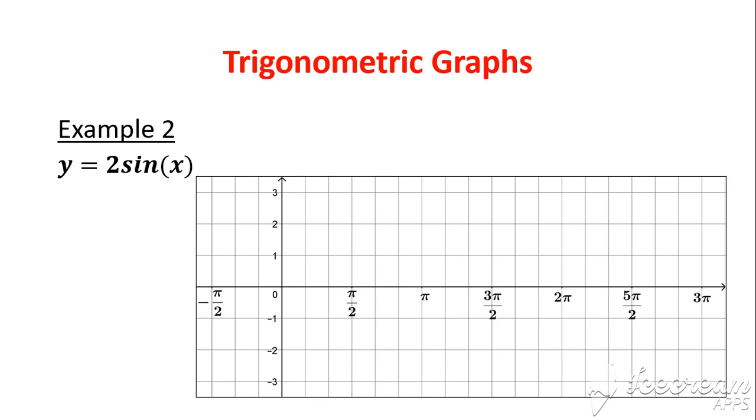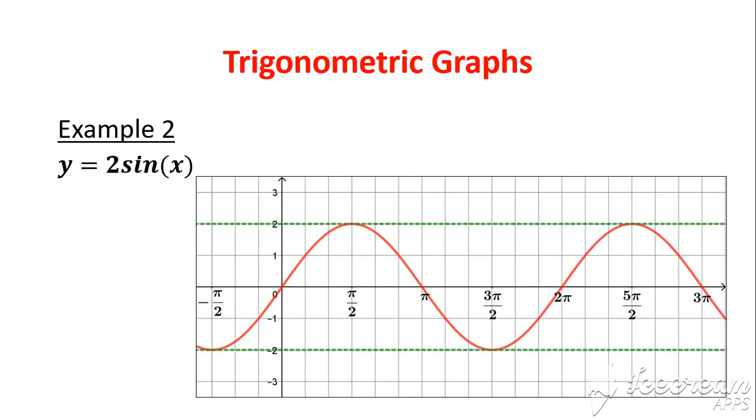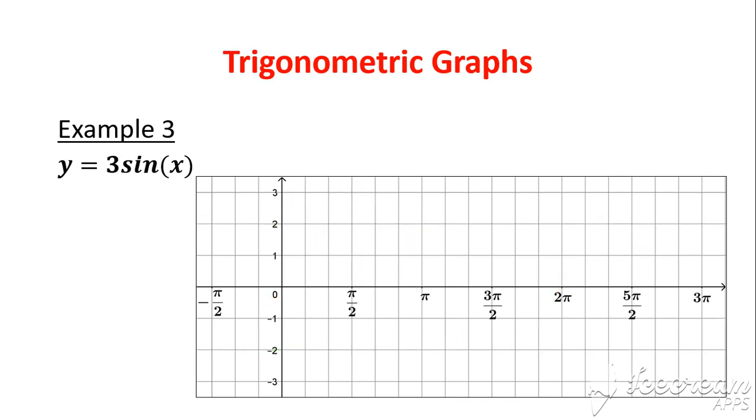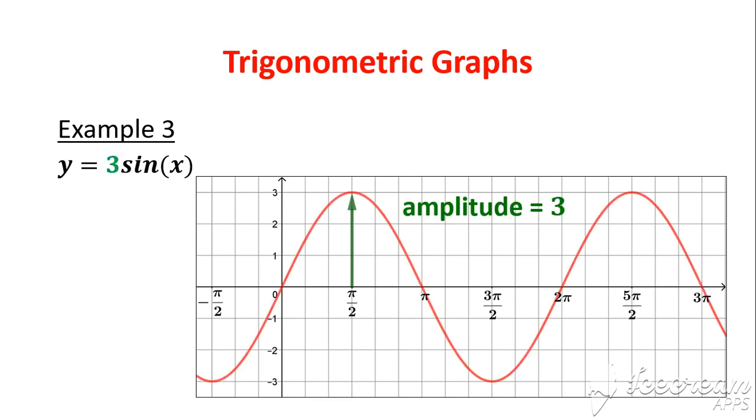So let's move on to example number 2, y equal to 2 sine x. Well, this graph has an amplitude of 2. It doesn't go further than 2 or below -2, so the amplitude of this graph is 2. So when we see a number out the front of a graph, like sine x, cosine x, or tan x, it represents the amplitude. Right, what about y equal to 3 sine x? Well, it's just a sine x graph that has an amplitude of 3.